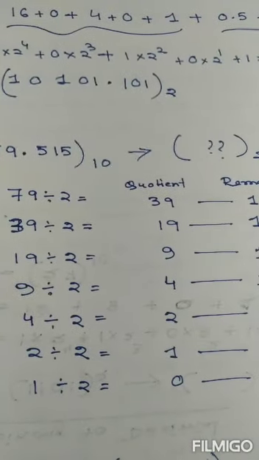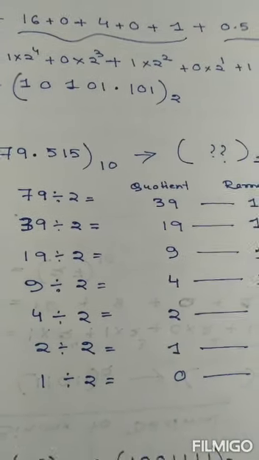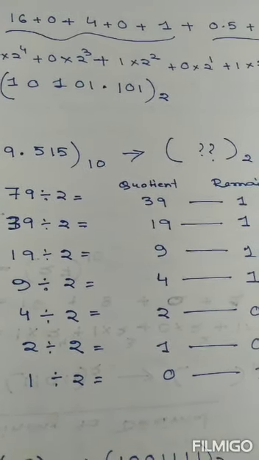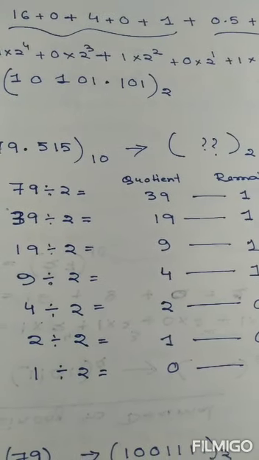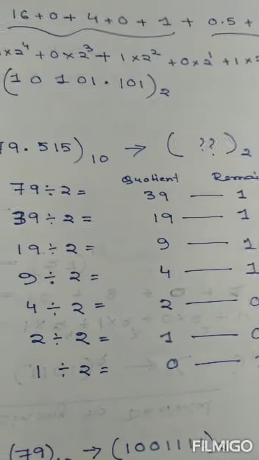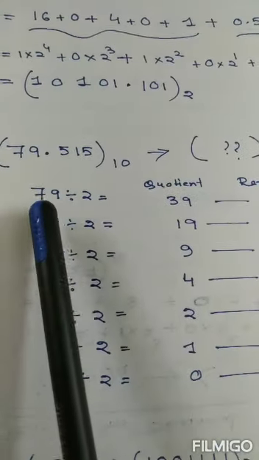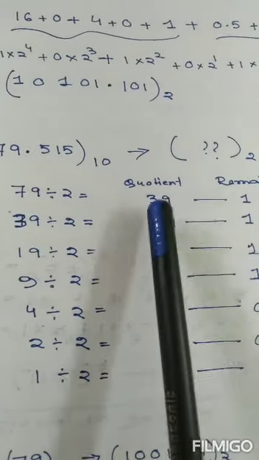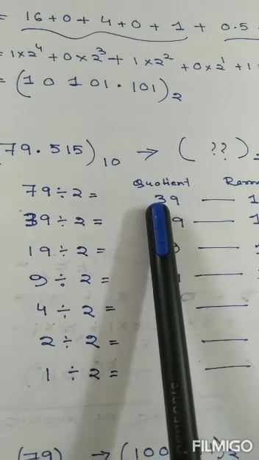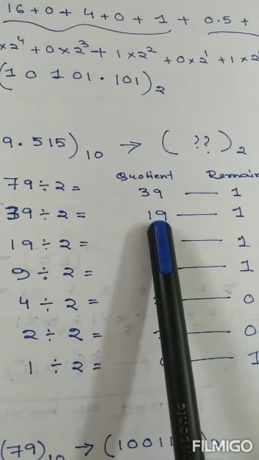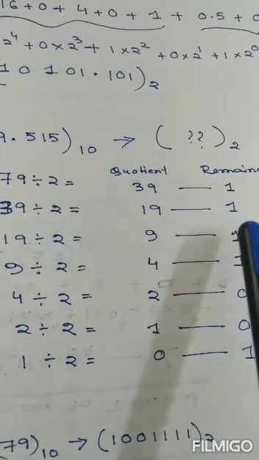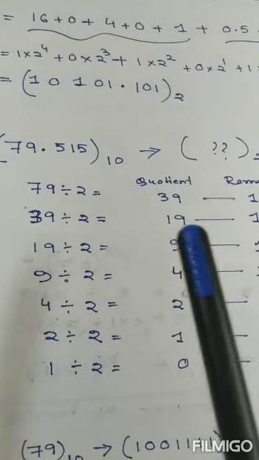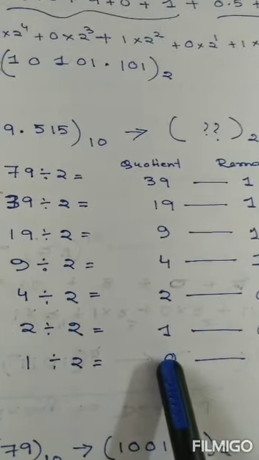What is the procedure? First, for the integer part, divide the integer with the base value of the required number system. Here the required system is binary, whose base value is 2. So divide with 2. First 79 divided by 2. Quotient is 39, remainder is 1. Then divide the quotient with the base value, and now quotient is 19, remainder is 1, and continue this process up to the quotient value 0.